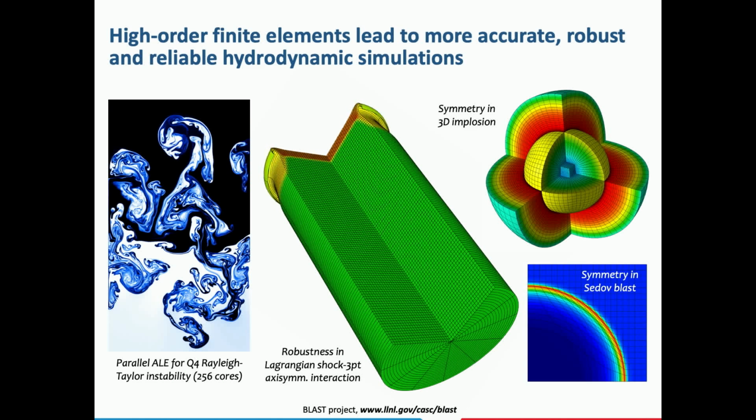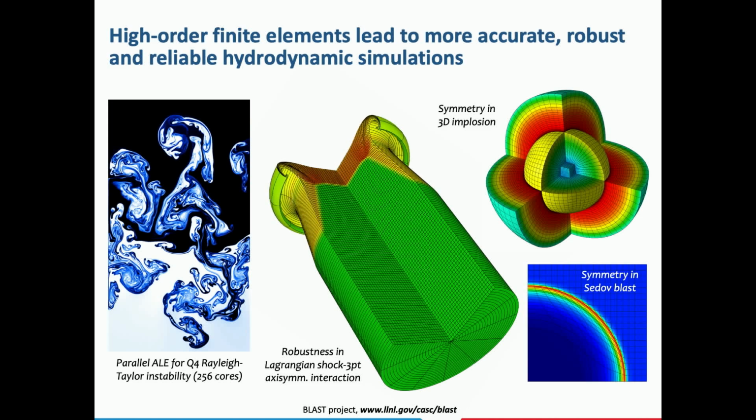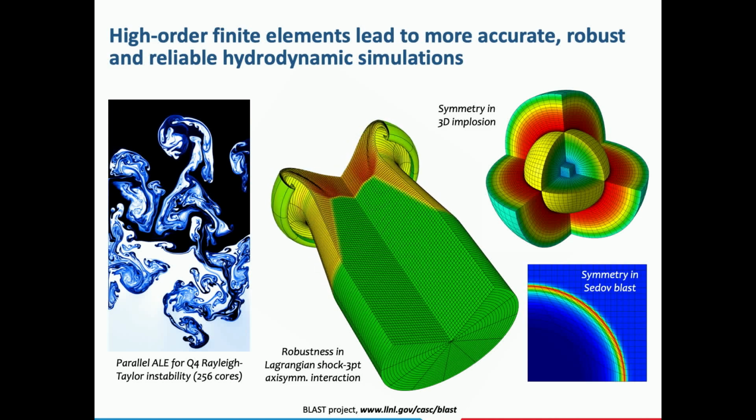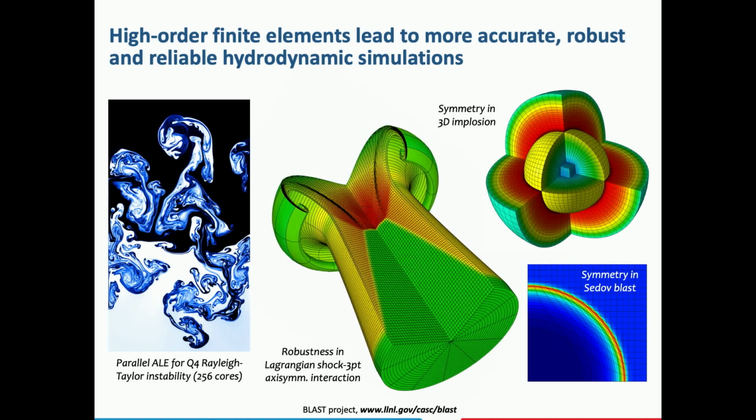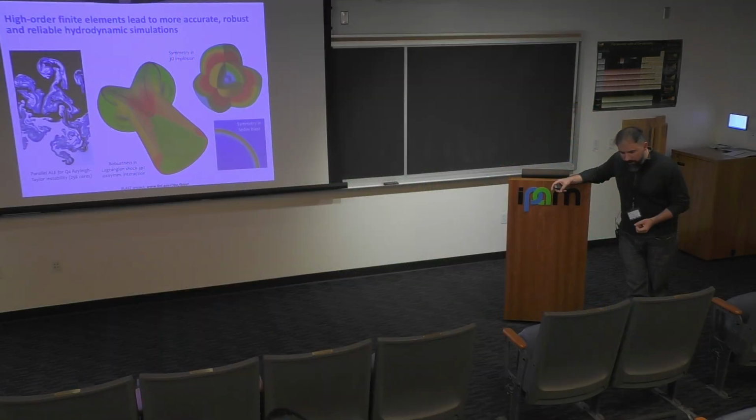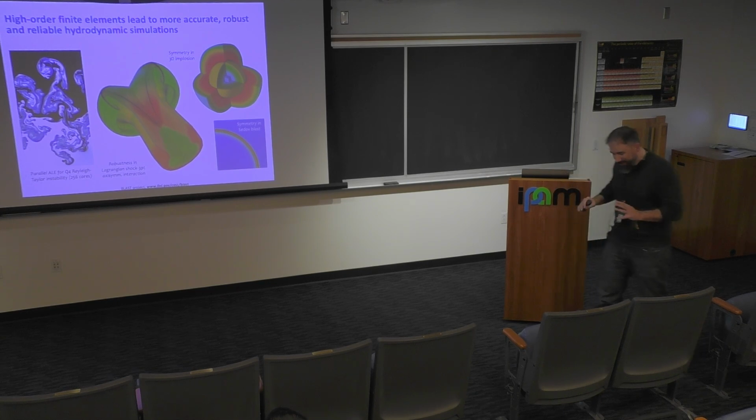And preservation of symmetry. So this is if you have a spherical shock wave on a mesh that is not spherical, you expect to preserve symmetry. And how the methods are really good for that. So things like, we don't usually have error estimates for symmetry preservation in finite elements.